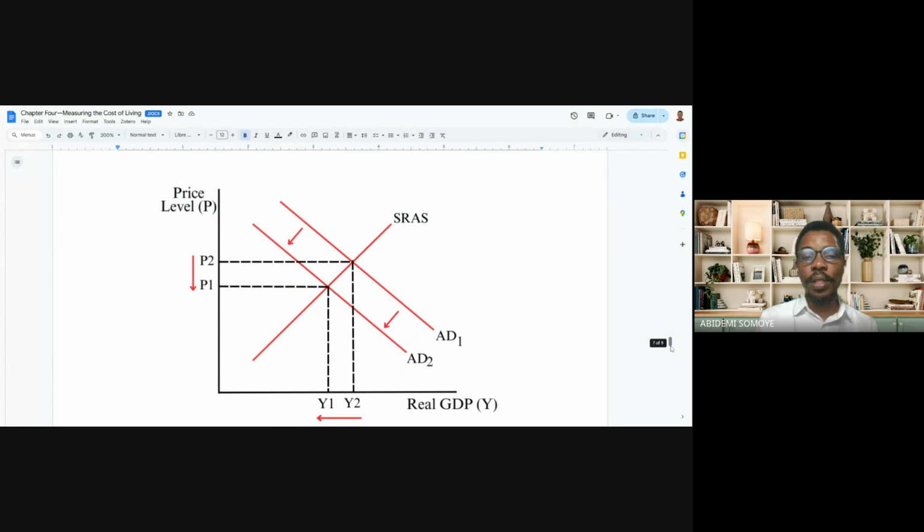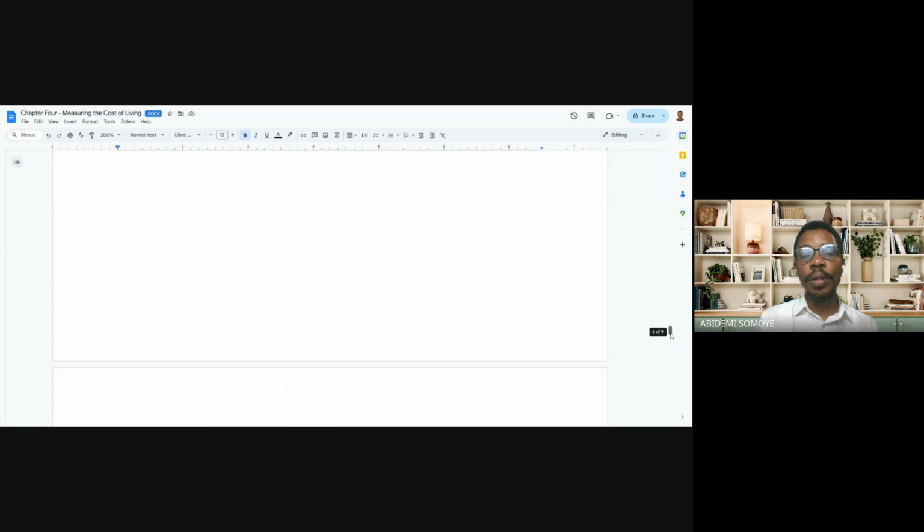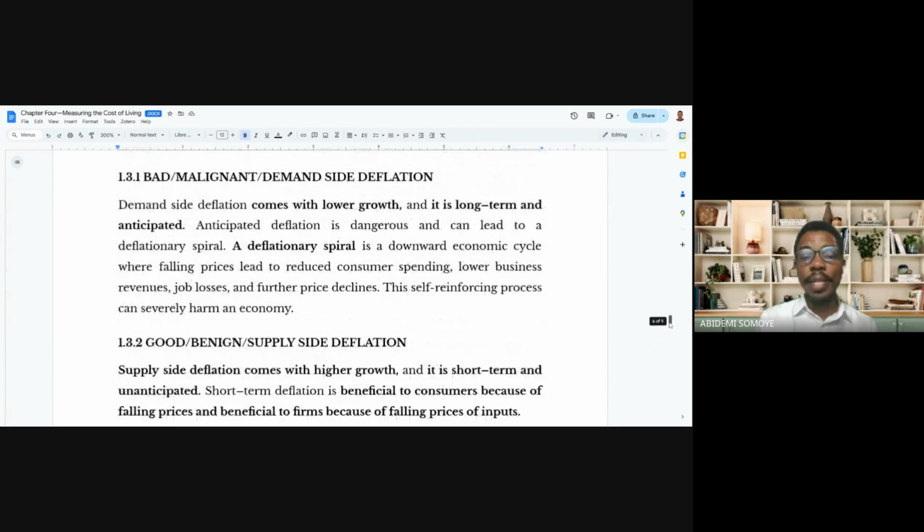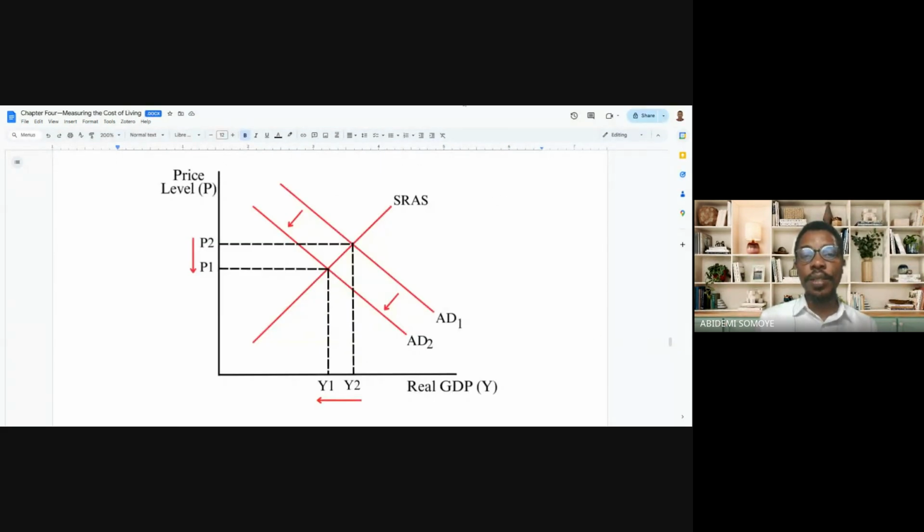This is for demand side deflation, or bad deflation, or malignant deflation. You can see that AD shifts to the left. If AD shifts to the left, you see that prices fall, and you also see that output falls. That's not good for the economy. We want to be able to produce goods and services that can meet the needs of people. So if prices are falling and output is falling, it's not a good one at all. Even if prices are falling, you want a situation where the output is increasing, because output increasing means firms or businesses or suppliers are producing more.